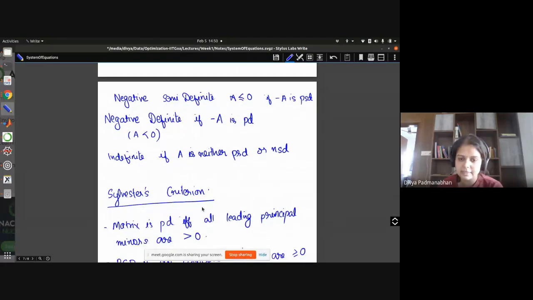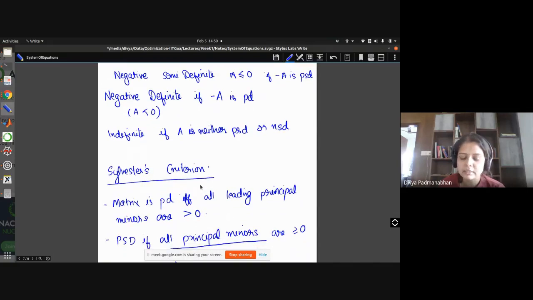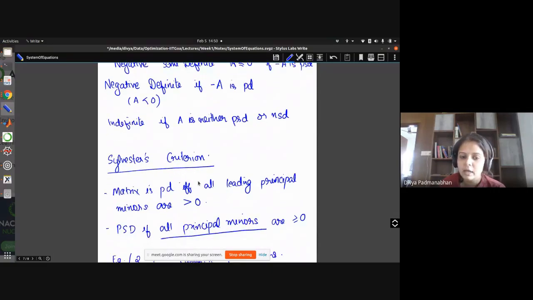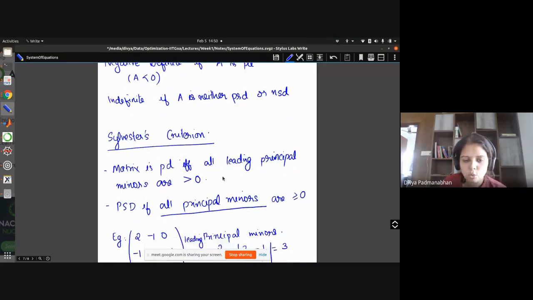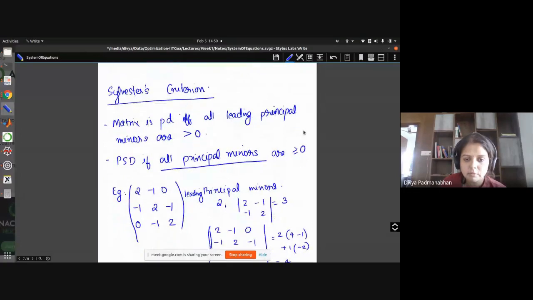Okay, by now you would have realized that. So that's what Sylvester's criterion is doing. A matrix is positive definite if all the leading principal minors are greater than 0. So what are the leading principal minors? What you do is you start with the first subset of this matrix. Okay, so this is positive.